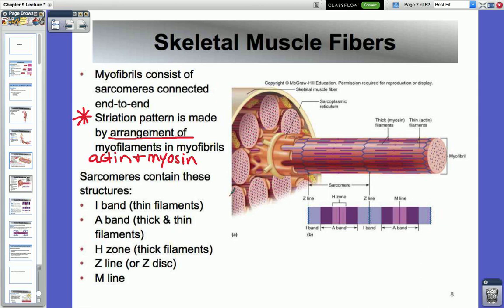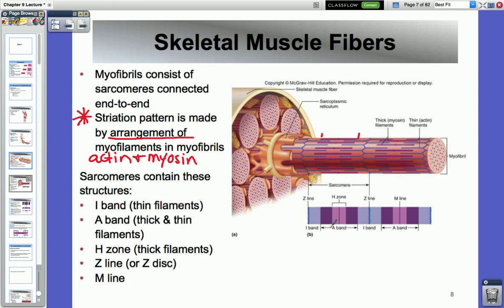A band is going to be where you have the thick and thin, the area where you have both thick and thin overlapping. So from here to here would be our A band. We can also see it here, just more of a digital image of those two.